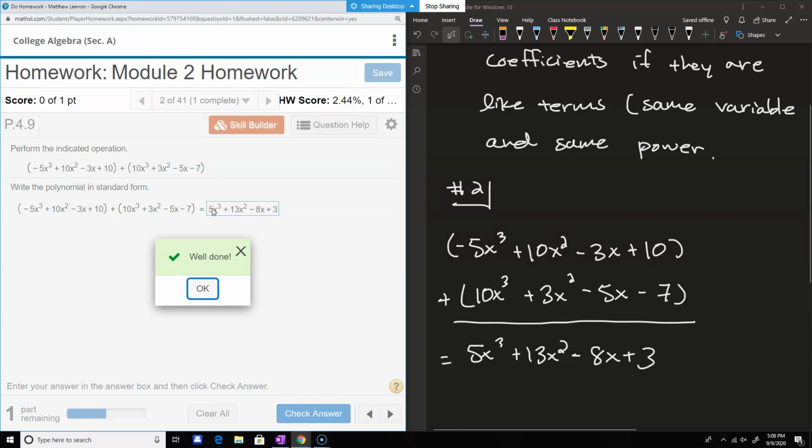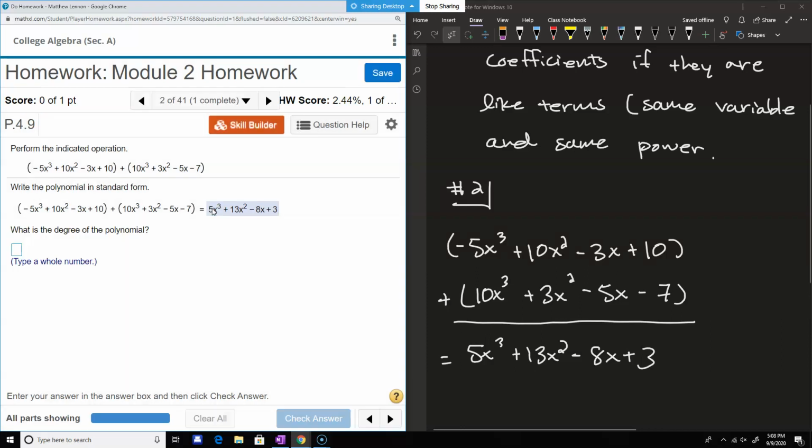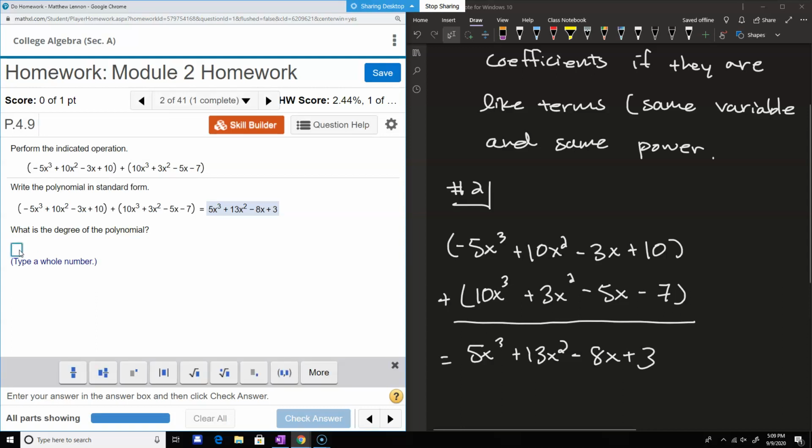Any questions there? Pretty straightforward. So what's the degree? Again, you just look at the final result, and the highest power available is 3, so that's going to be the degree. Highest power of x.